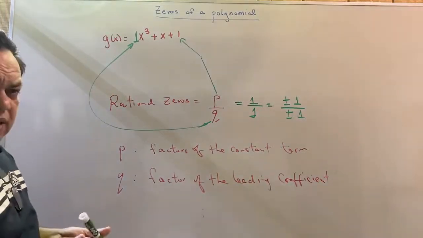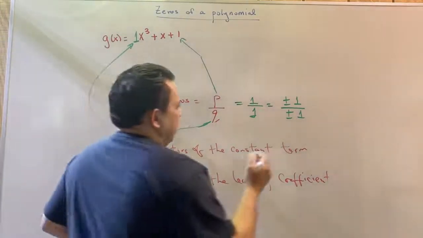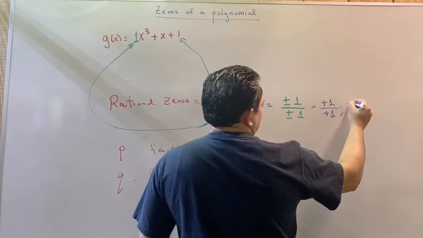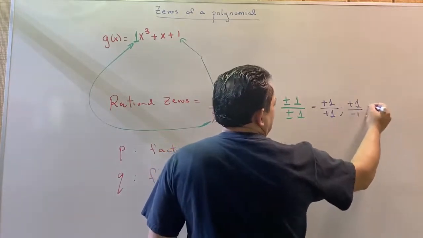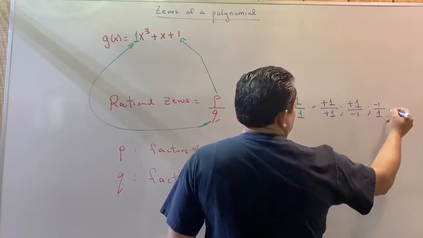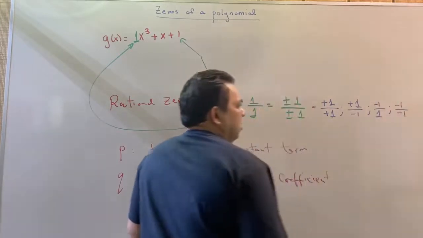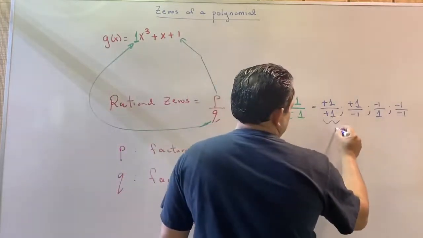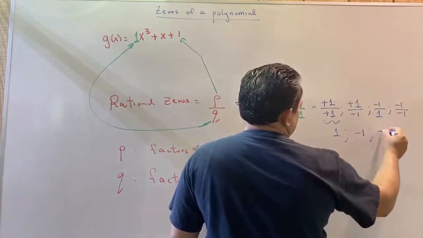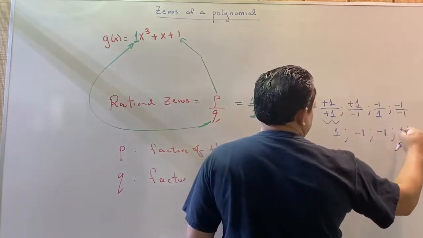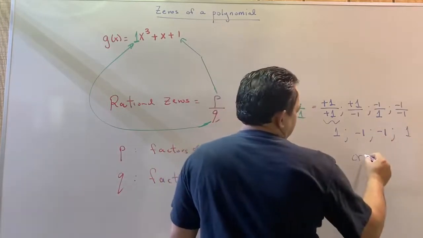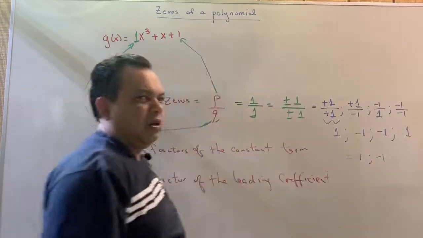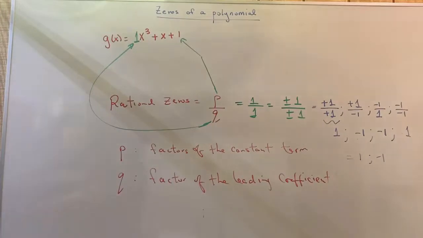So if you simplify this, what does it really tell us? It means that we have a positive 1 over a positive 1, or a positive 1 over a negative 1, or a negative 1 over a positive 1, or a negative 1 over a negative 1. Those are all the scenarios of plus or minus. This will produce 1, this will produce negative 1, this will produce negative 1, and this will produce positive 1. So the only two we have are really 1 and negative 1. Those are two possible rational zeros.